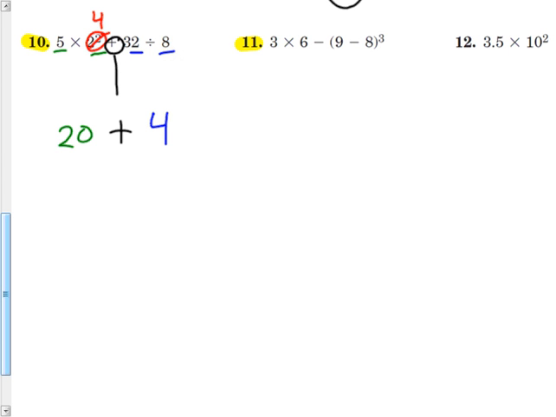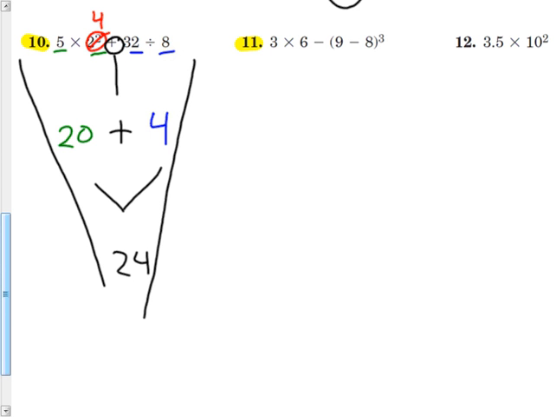My last step is to put the two problems I made together. If I put the 20 plus the 4 together, I get 24. And you notice how the problem just kind of keeps coming down to the end, getting narrower and narrower. Work your way down to where you get to your one final answer.